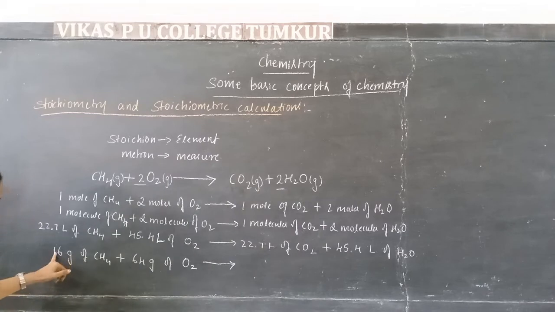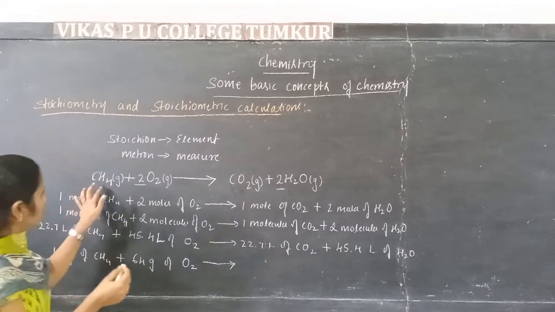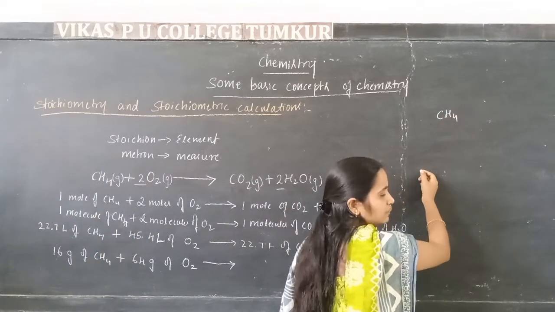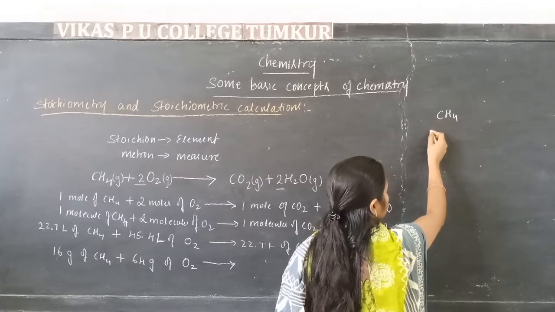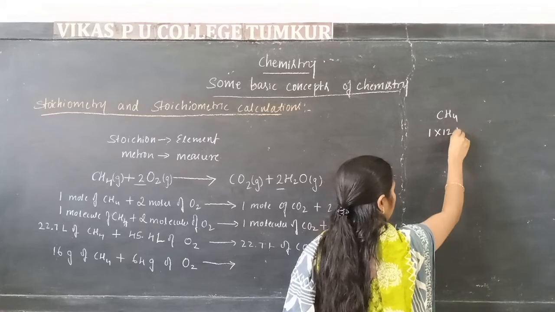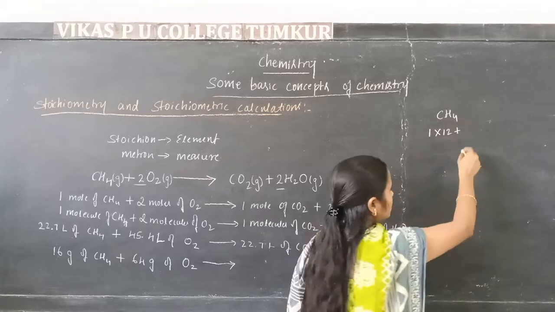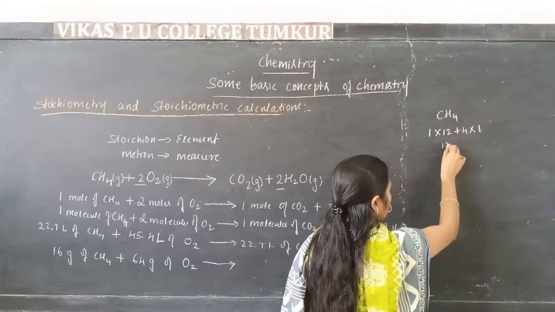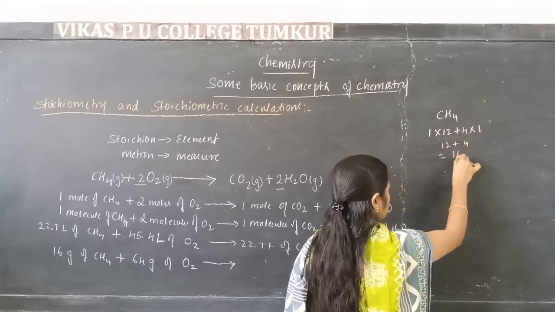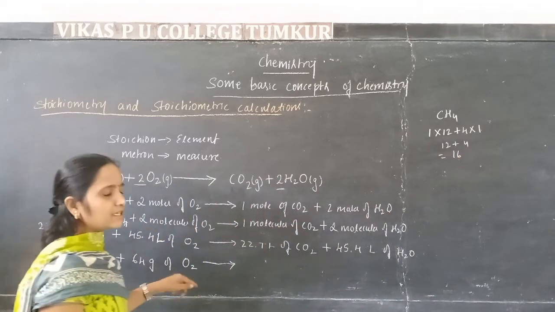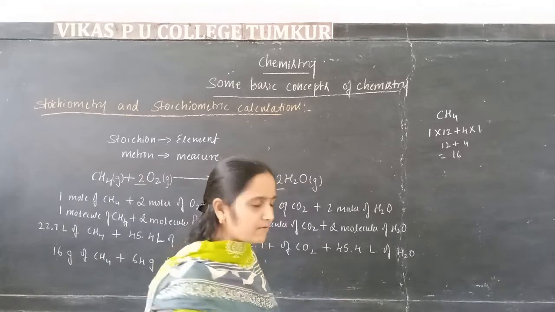How do we get that 16? For CH4, the molar mass: the atomic mass of carbon is 12, plus hydrogen, the number of hydrogens is 4 and the atomic mass of hydrogen is 1. Therefore 12 plus 4, we get 16. That is what I wrote here, 16 gram of CH4.